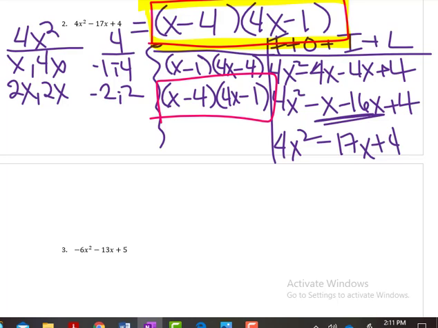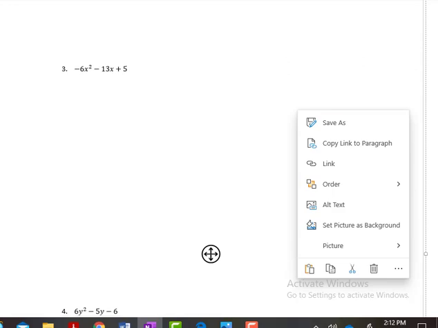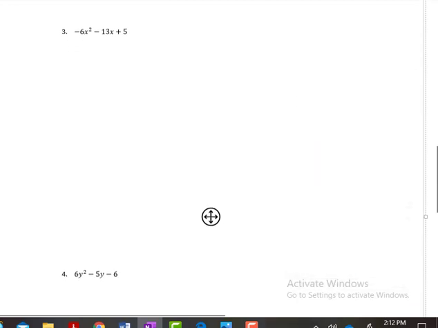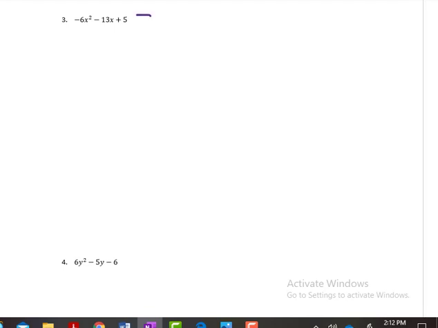Awesome. Let's go on to number 3. All right, so going through the steps of factoring, looking at negative 6x squared minus 13x plus 5. Well, that first term, now it is in descending order. There are no greatest common factors. The first term is negative, so I need to take that negative out. And then what I have left is 6x squared plus 13x minus 5.